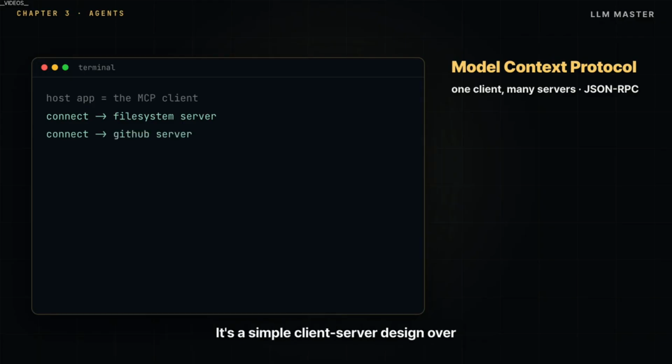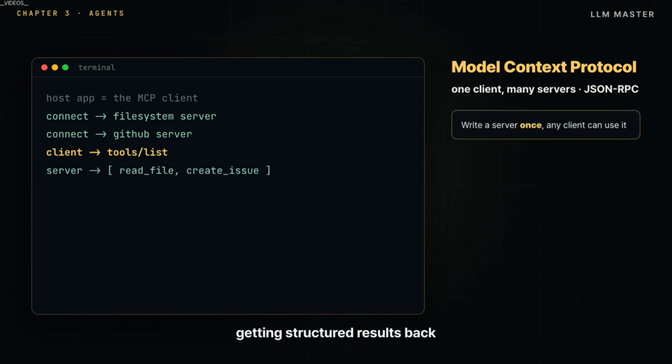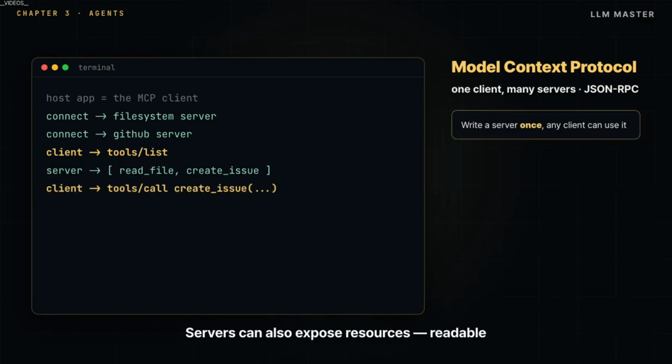It's a simple client-server design over JSON RPC. Your host application is the MCP client. Each capability, a file system, a code repo, a ticketing system, is exposed by an MCP server. The client asks a server what it offers with a tools list call. The server answers with typed tool definitions, and the client invokes them with tools call, getting structured results back. Servers can also expose resources, readable context like files or records, and prompts, reusable templates.